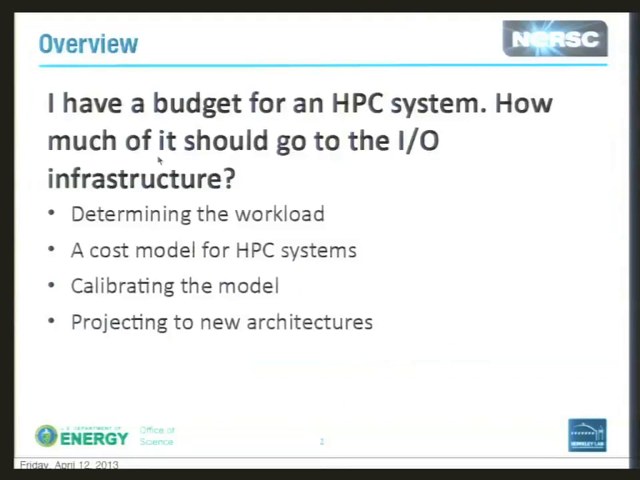So the purpose of this talk is to take some of the workload characterization stuff that I'll be talking about at CUG and carry it even one step further. The context for all this is I really want to answer the question: if I've got this budget and I have to carve it up, some of it goes to compute, some of it goes to I/O, where do I cut? Where's that balance point?